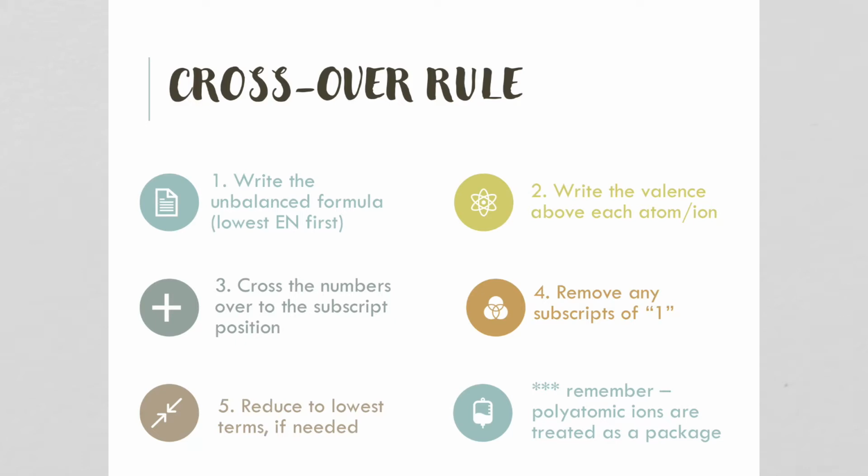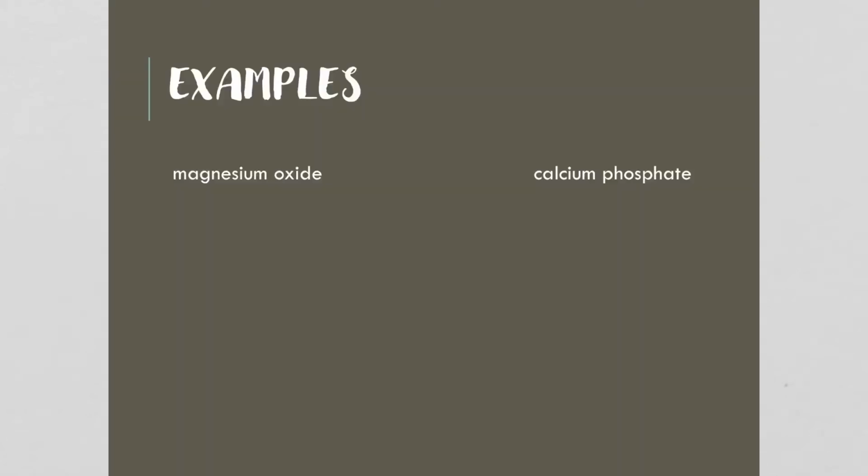So for ionic compounds, we do reduce down to lowest terms. Remember, for molecular formulas, we don't. And then remember that polyatomic ions are treated as a whole package. So if you need to bring down a subscript, you'll put that into brackets and then bring the subscript down outside of the bracket. So we'll do some practice with that.